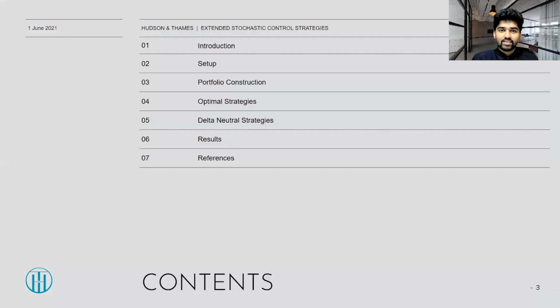So let's look at the contents of the presentation. Firstly, I'll be introducing the paper that we'll be discussing. Then I'll go through step by step on how we can actually calculate the portfolio weights. And finally, we look at the results that can be obtained by using these models and the reference paper.